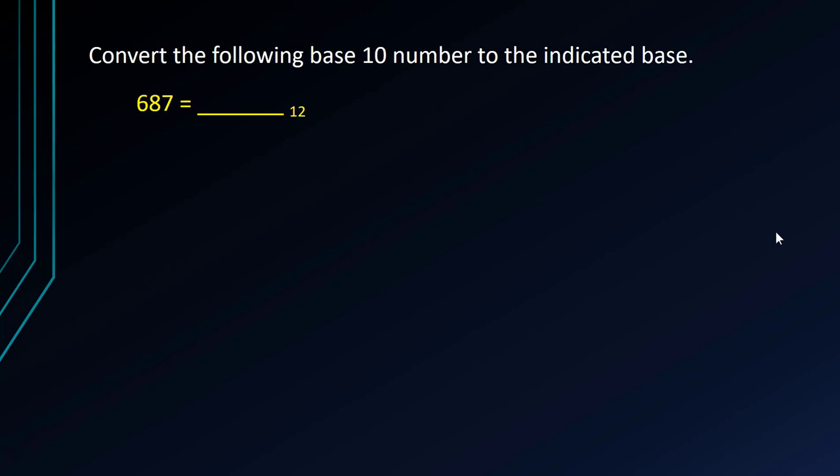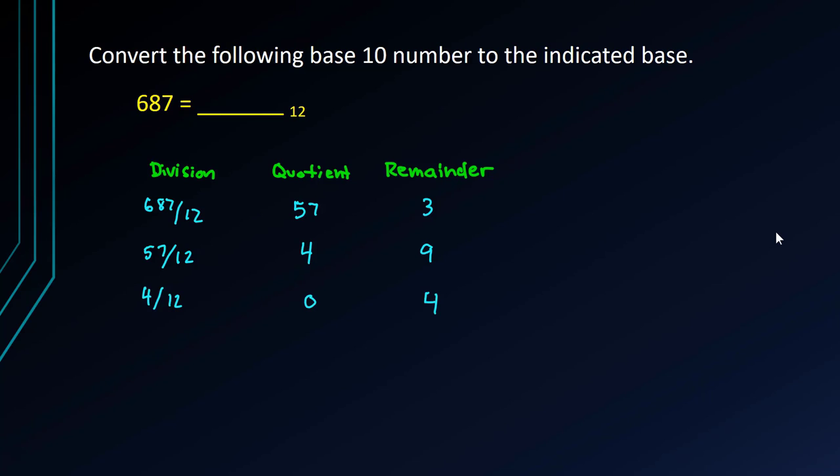So, for 687, I'm going to take my three columns: division, quotient, remainder. I'm going to take 687 divided by the base 12. I get 57 with a remainder of 3. I take the whole number quotient part, divide that by 12, and get 4 with a remainder of 9. And then I do 4 divided by 12, which will give me a quotient of 0 and a remainder of 4. And again, I read it going upward, so the answer is going to be 493. So 687 is 493 base 12.